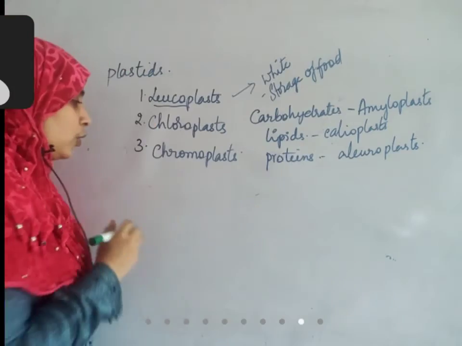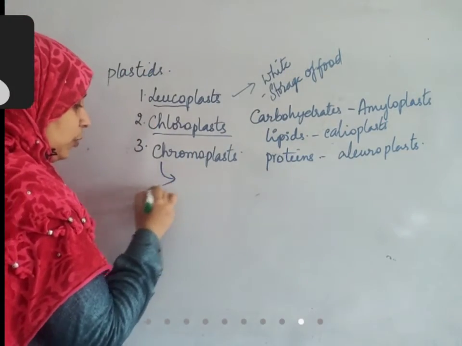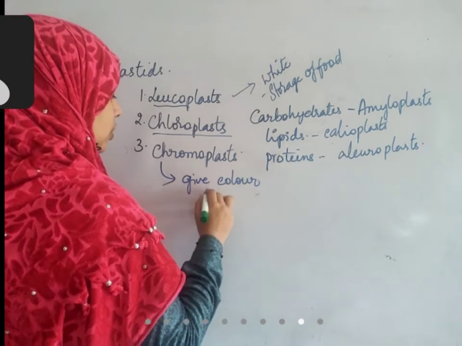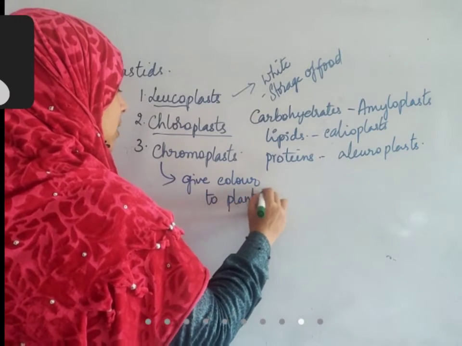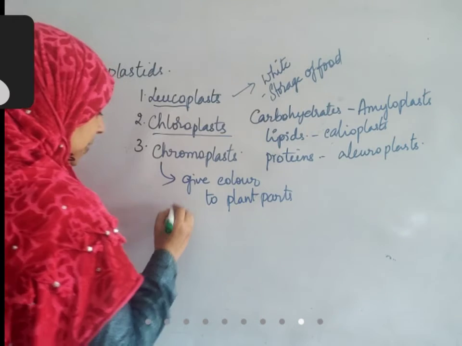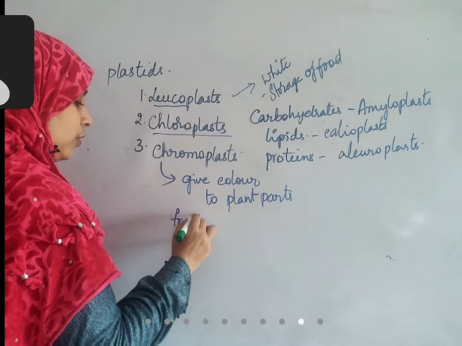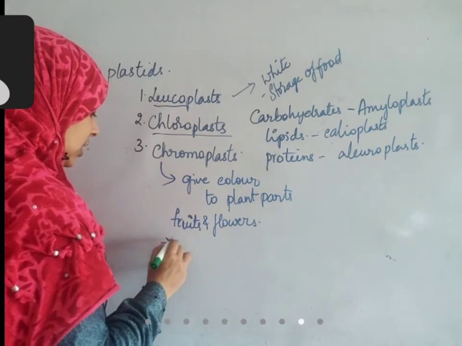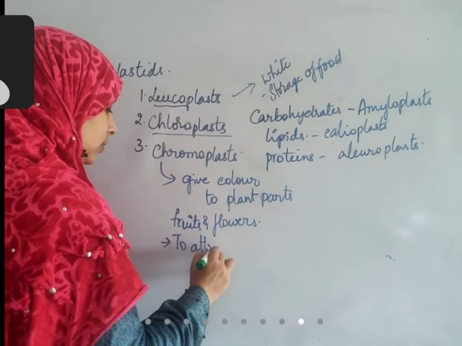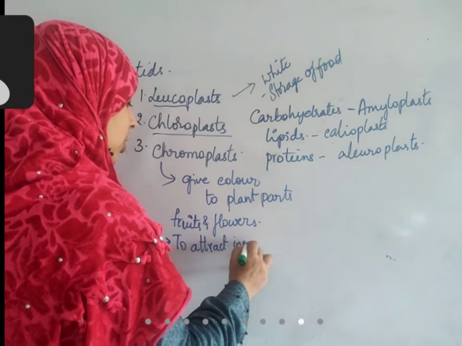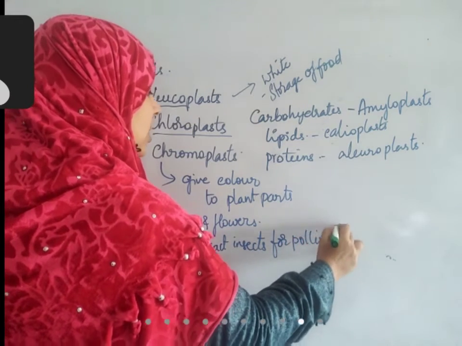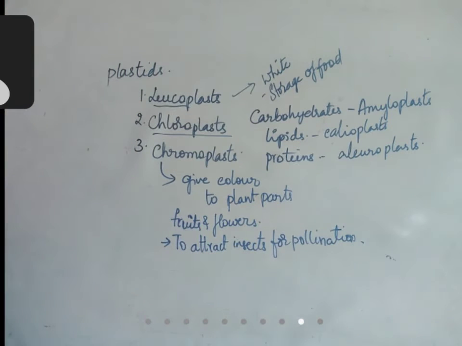Okay. Now, chloroplasts we'll discuss in detail. Chromoplasts give color to plant parts. They are present in fruits and flowers. Their main function is to attract insects for pollination. They attract insects for pollination. That is their main function. Now we'll discuss chloroplasts in detail.